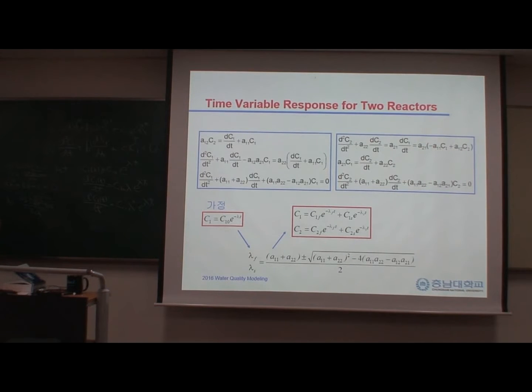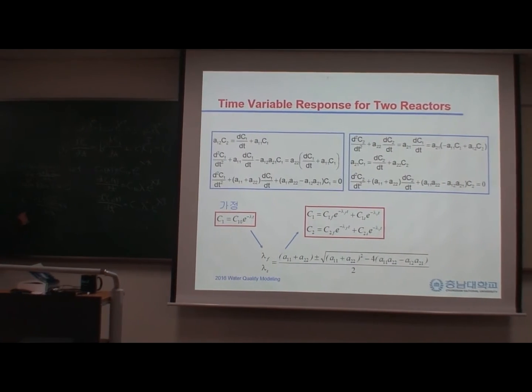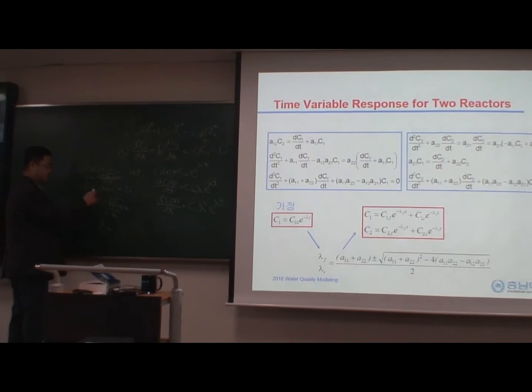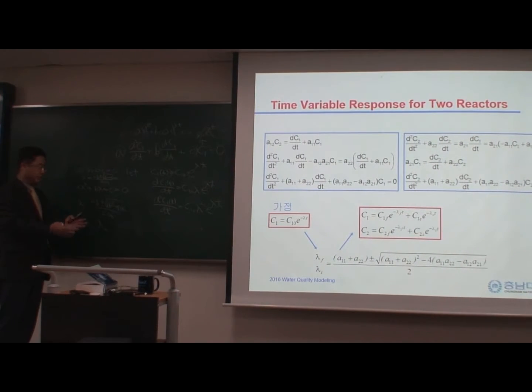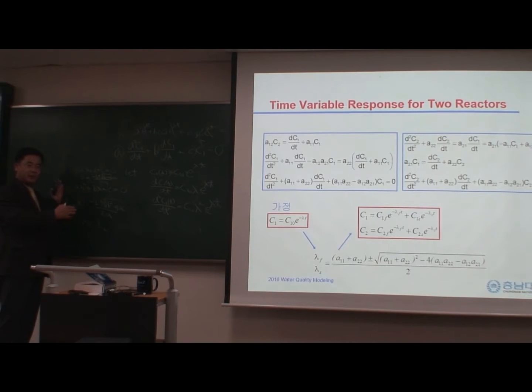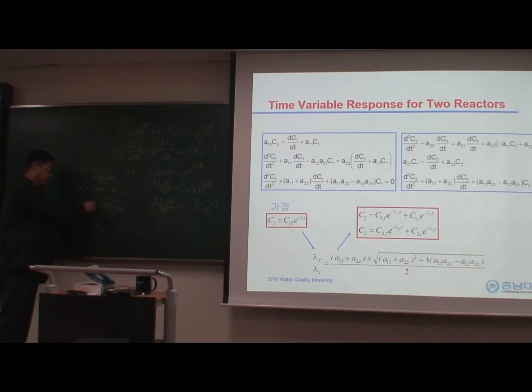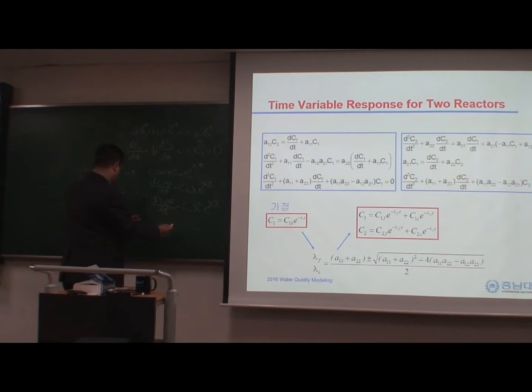So in this case, I have 2 lambdas, which are lambda 1 and lambda 2. And you can say either one is your lambda. In general, we have the plus term usually as lambda 1, and the minus term usually as lambda 2. Okay? So what did I do? I calculated my lambda here because I assumed my C(t) equals C10 e to the power of lambda t.